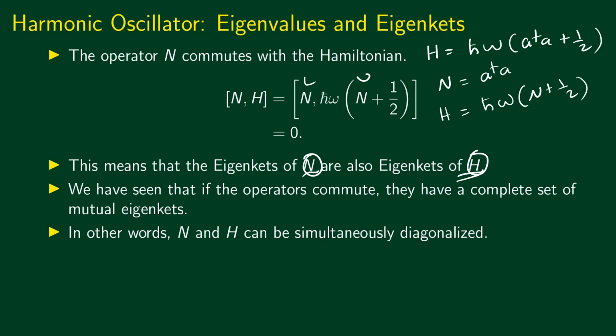Now, if you remember from the first chapter, we know that if two operators commute, they have a complete set of mutual eigenkets. So if n and H commute, we can find a basis in which both n and H are diagonalized. This means that there exists a basis in which the matrices representing n and H are diagonal matrices.